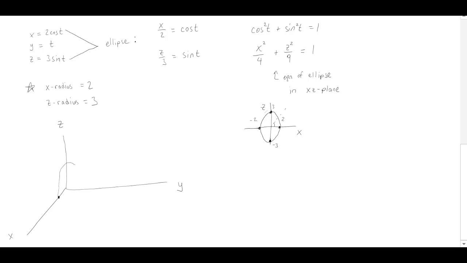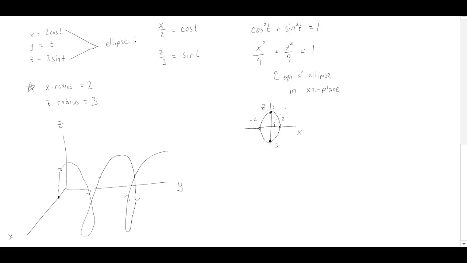I'm trying to wind around the ellipse, but as I do so, my y is increasing. Okay, that's a rough sketch, maybe not super great, but it's going to have sort of a helical shape to it, all right? Kind of going along like this, and then like that. Okay, can you guys kind of see what I'm talking about?